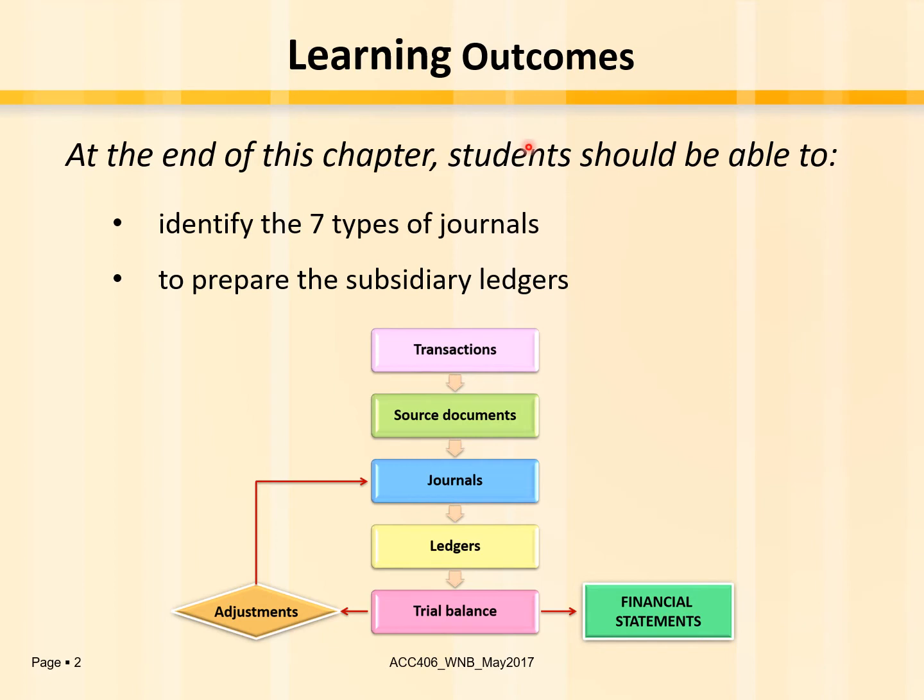These are the learning outcomes. So at the end of the chapter, you should be able to identify the 7 types of journals and also to prepare the subsidiary ledgers starting from the transaction, source document, journal, ledgers and trial balance. So untuk yang first one, yang ni 7 types of journal ni akan ada dekat soalan nombor 2. Biasanya dekat part C.